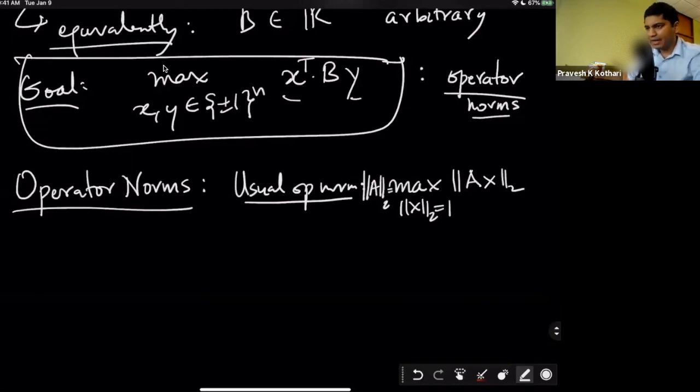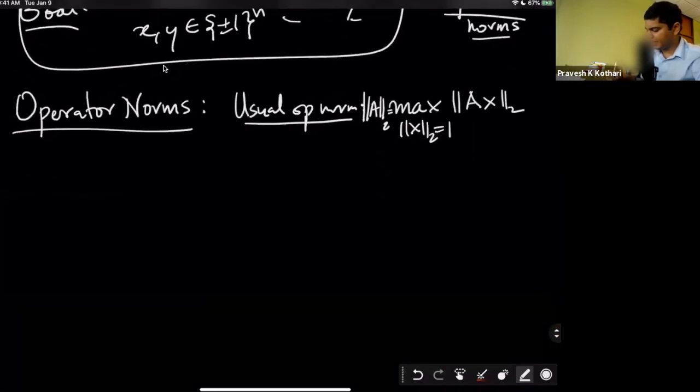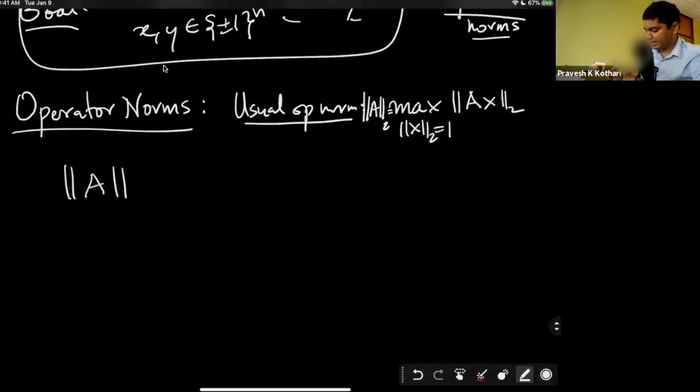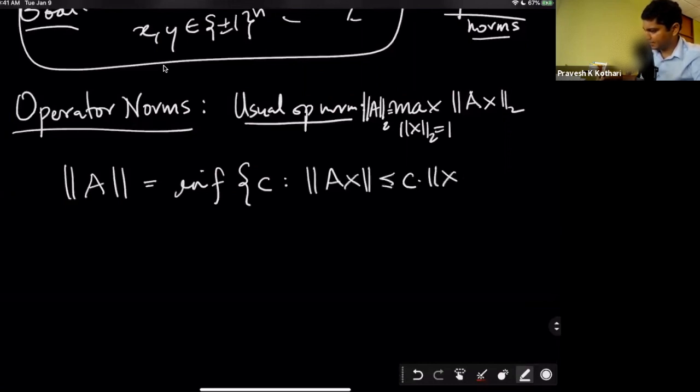But actually, this is one of a whole sequence of operator norms that you can define. In general, you can define the following class of operator norms of A. Here is a more general definition of an operator norm of A. It's the infimum of all C such that the norm of AX is at most C times the norm of X for all X in Rn.